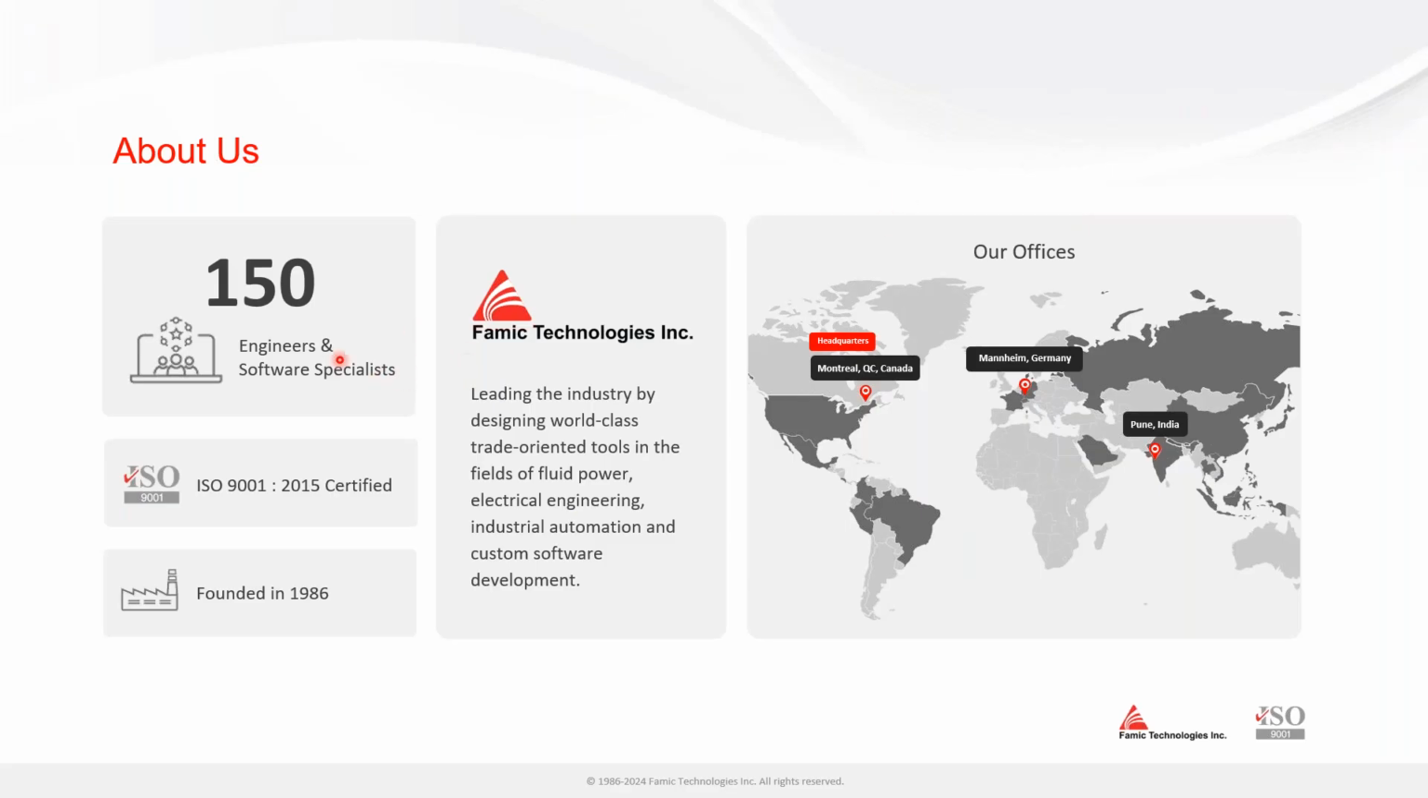So we are a team of 150 engineers and software specialists. We are an ISO certified company. We were founded in 1986. We are leading the industry by designing world-class trade-oriented tools in the fields of fluid power, electrical engineering, industrial automation, and custom software development. We have three offices. Our headquarters is in Montreal, Canada. We have two branches: one in Mannheim, Germany, and the other in Pune, India.